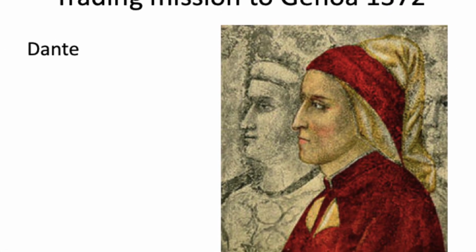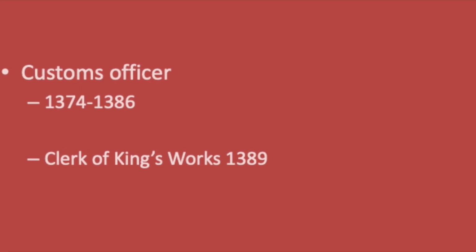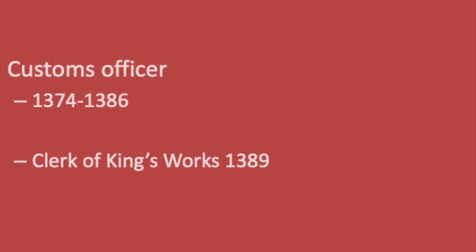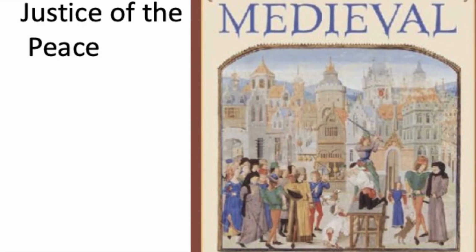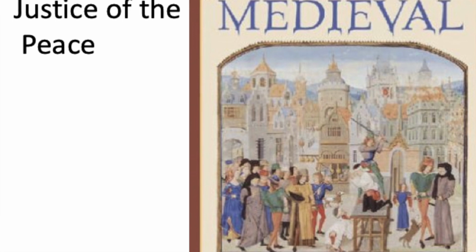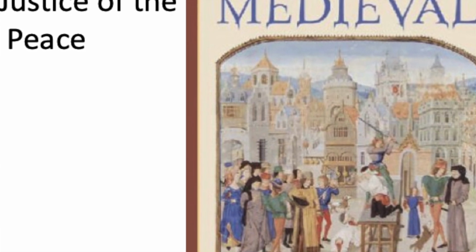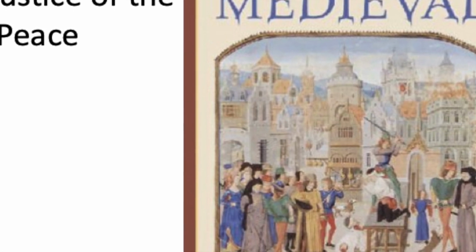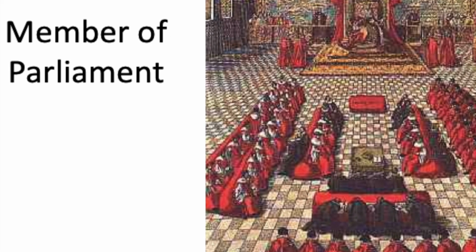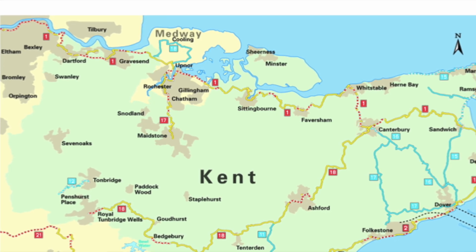Chaucer was also a bureaucrat. He was a big-time bureaucrat. He had many jobs as a civil servant. Chaucer also had a series of legal and political jobs. He was a justice of the peace, which literally meant that he was in charge of keeping the peace, and he was a member of Parliament. Chaucer held these last two jobs not in London, but in Kent, located in southeast England.